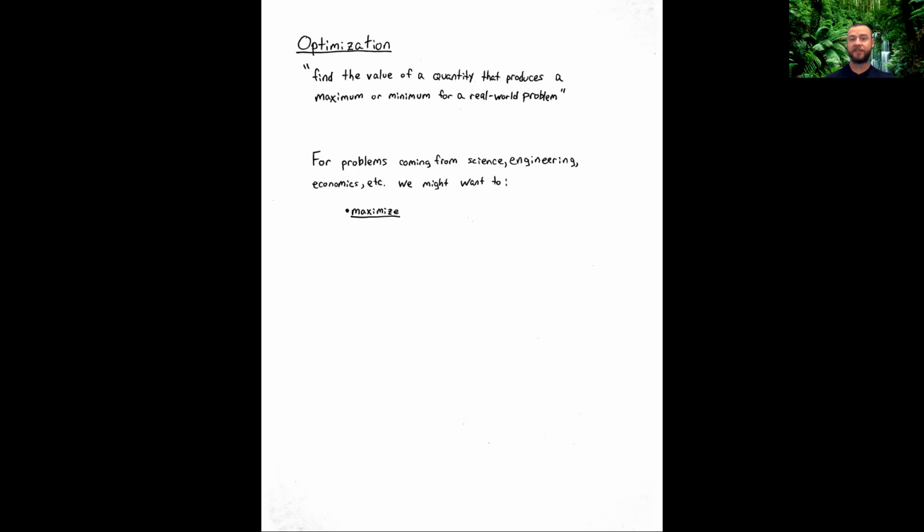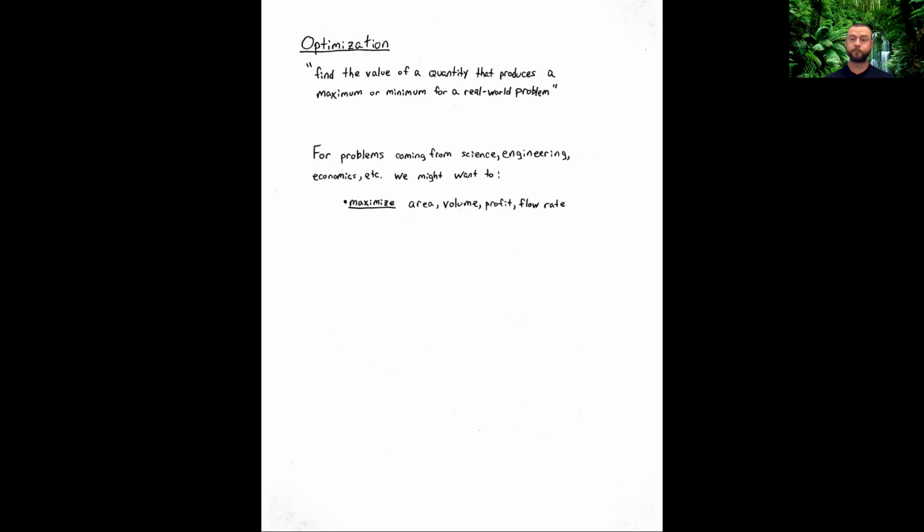So let's think from a combination of your science courses, specifically physics or chemistry, your engineering courses, or maybe economics. Let's consider some examples of things that we might want to maximize. Now, just give yourself a few seconds and think of some quantities that you would want to maximize. There are no wrong or right answers, but there are some standard ones that we'll take a look at. All right, hopefully you came up with a short list.